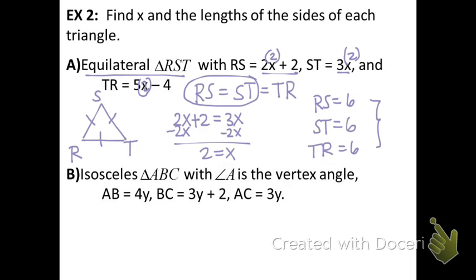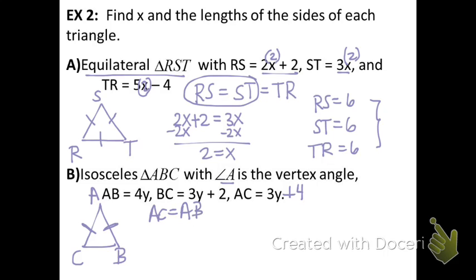On example B, I had a typo, you need to put plus 4 here at the end for this to work. It tells us we have an isosceles triangle, and A is the vertex angle, so that means it's up here. So I have ABC. If that's my vertex angle, then AC will be congruent to AB.